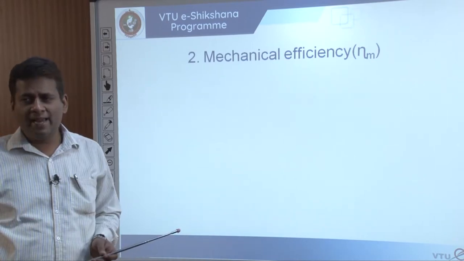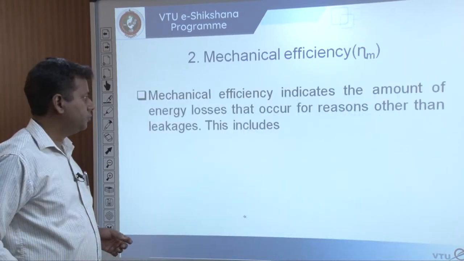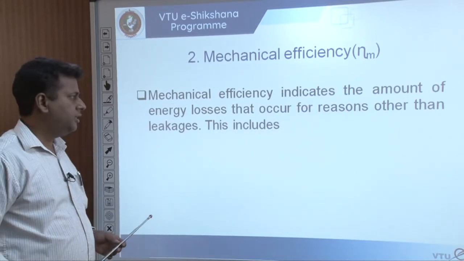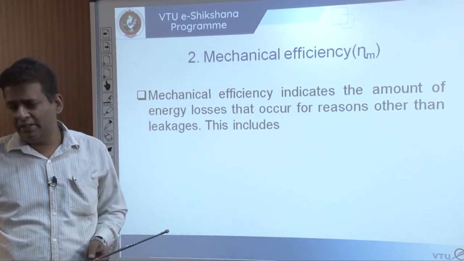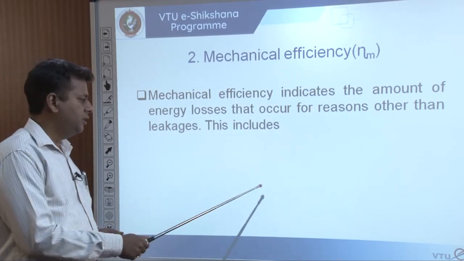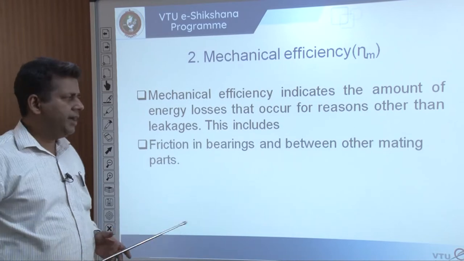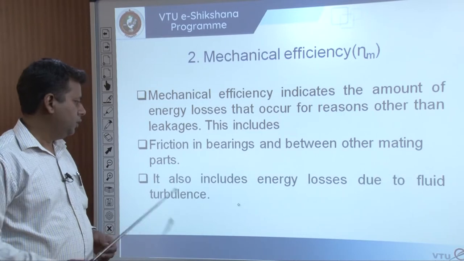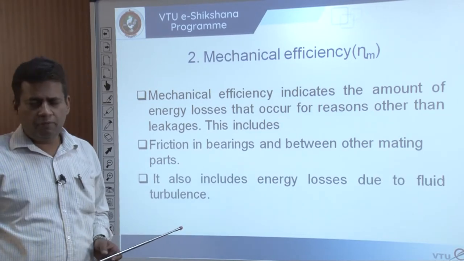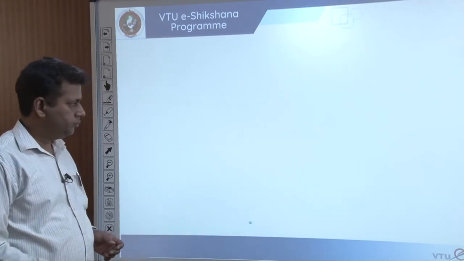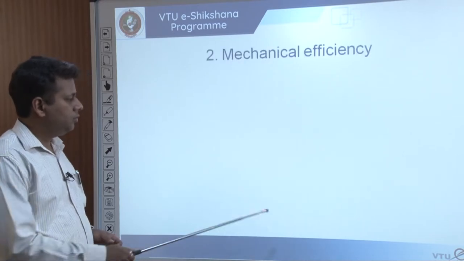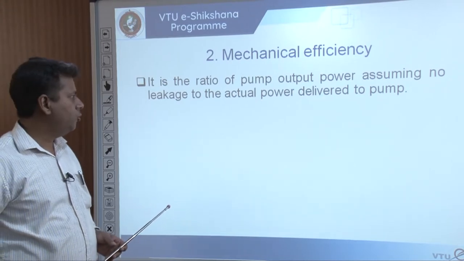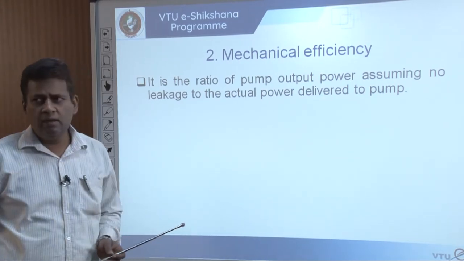Next efficiency is mechanical efficiency. Mechanical efficiency indicates the amount of energy losses that occur for reasons other than the leakage. So there are some other reasons like friction in bearing between the two mating parts, energy lost due to turbulent flow. So mechanical efficiency is the ratio of pump power output assuming no leakage to the actual power delivered to the pump.